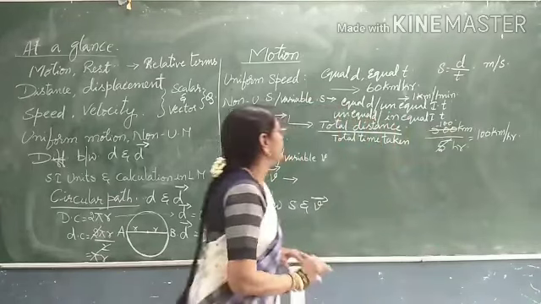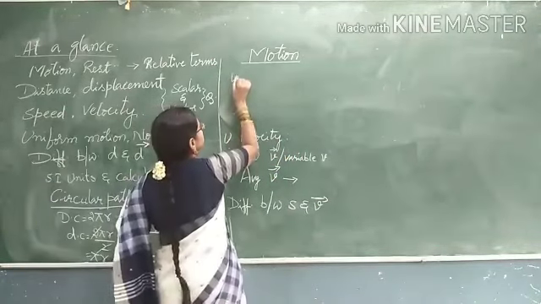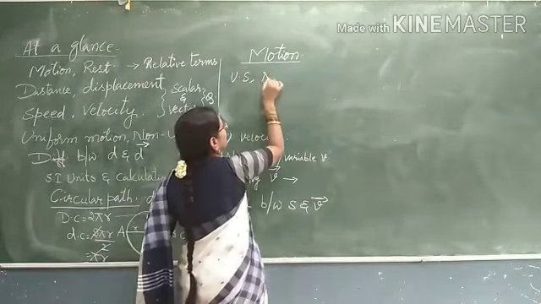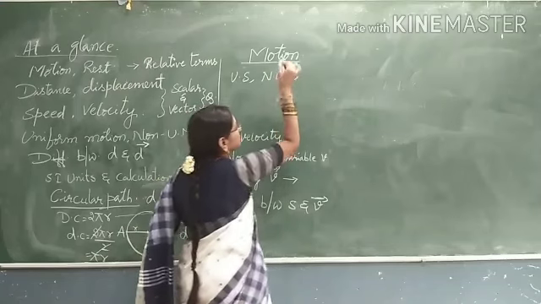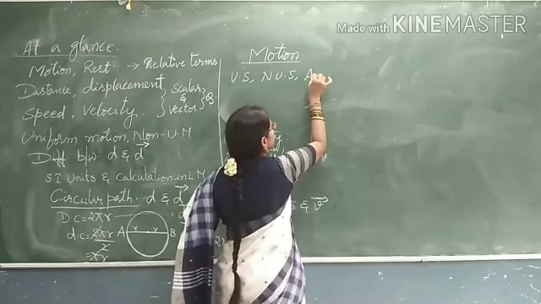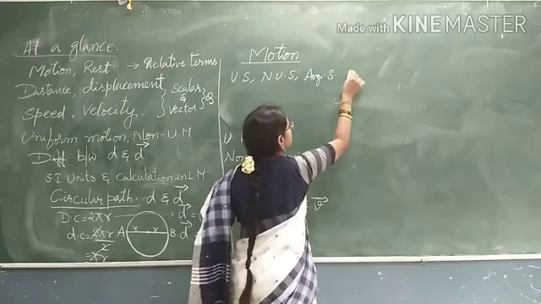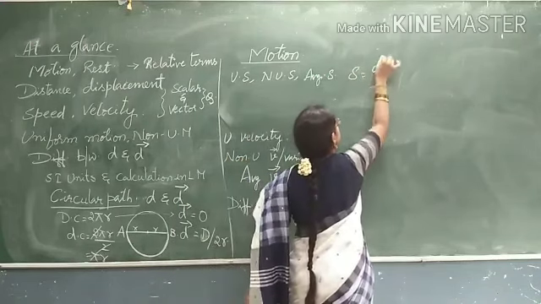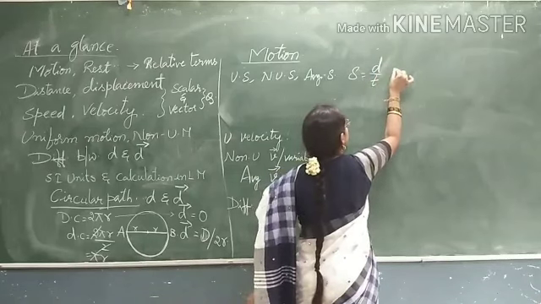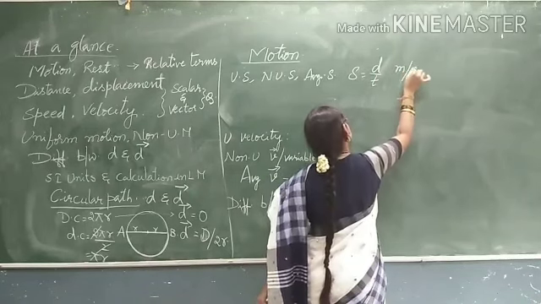Understood? Now, uniform speed, non-uniform speed, average speed. Speed is equal to distance by time. SI unit is meter per second.